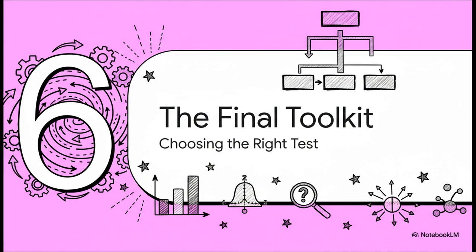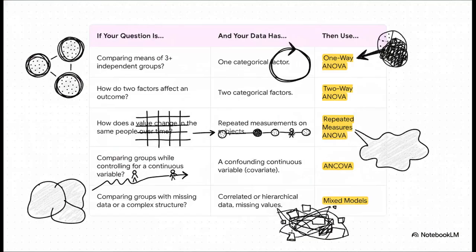Phew, okay, we have covered a lot of ground. So let's pull everything together into one simple, quick reference guide that basically summarizes our entire statistical toolkit. In the end, it really all boils down to your research question and the structure of your data. If you're just comparing 3 or more independent groups on one factor, that's a one-way Anova. Got 2 factors? You're using a 2-way Anova.